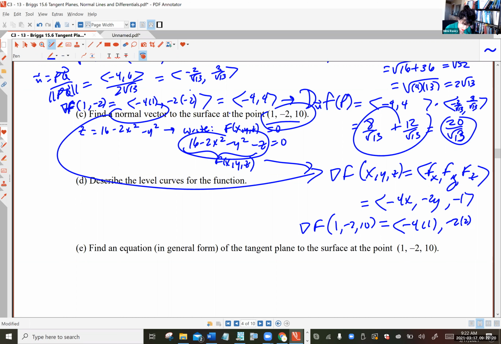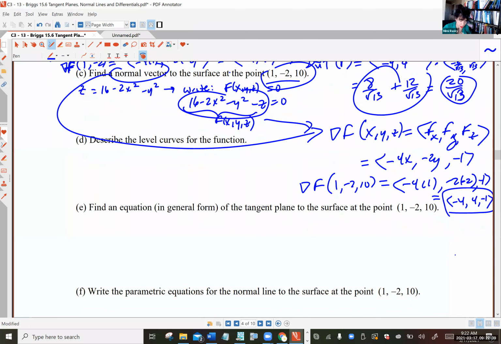So that's a negative 2. Watch out for my negatives there. Negative 2 and then negative 1. And then what vector do I get? A negative 4, positive 4, negative 1. That is a vector that's normal to your surface.